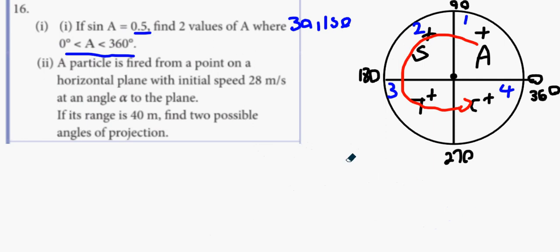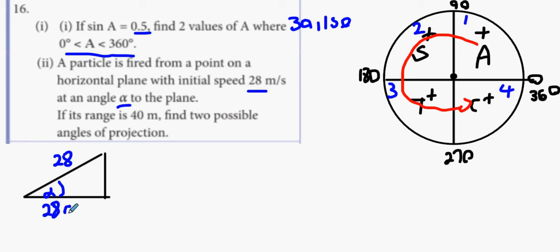So, a particle is fired from a point on a horizontal plane with initial speed 28 and angle A to the plane, or angle alpha. So, there's angle alpha. And this here is, what's the 28, is it? Alright, so what does that make this one? 28 cos alpha, and this one? 28 sine alpha.